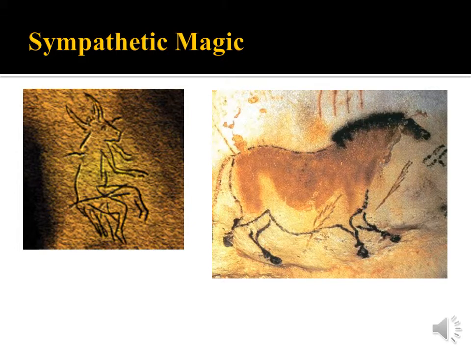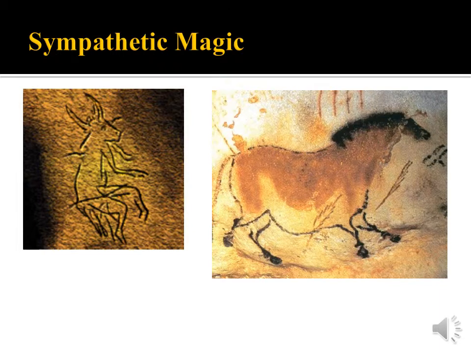Sympathetic magic is the belief that something done to an image of an animal or a human being will produce the same effect on the being itself. These paintings usually consisted of images of prey, horses, bulls, etc. Animals were key to survival. And so what they would do, and you see a couple of these images here, is portray through their art what they want the end result to be.